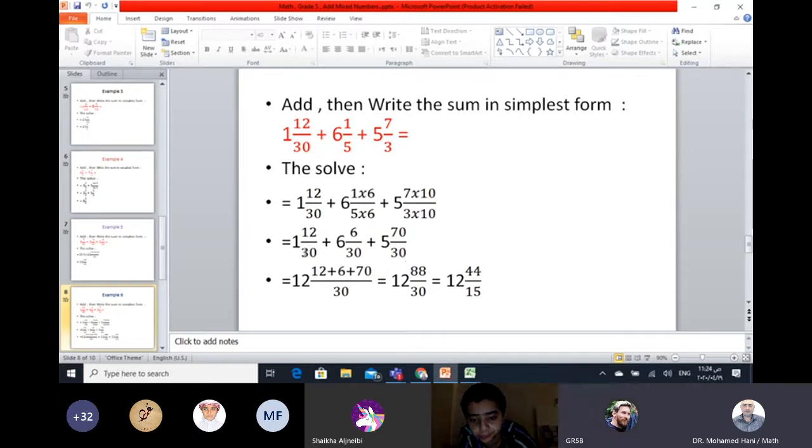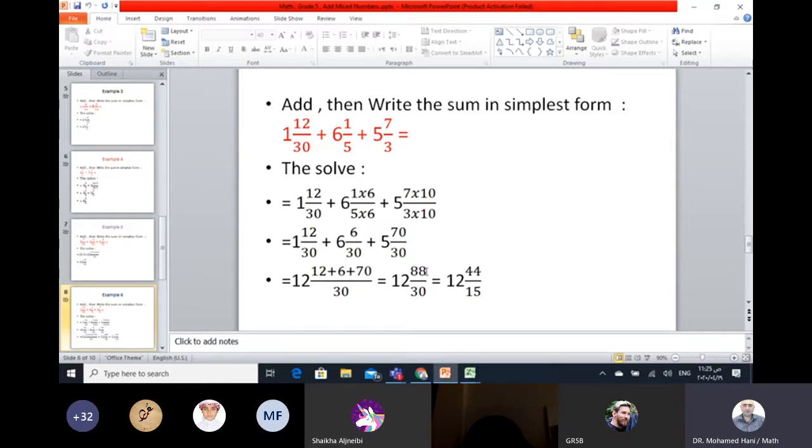Now as you see, we have the same denominators. So now I have like fractions. Now I can add directly. How? Add the whole numbers. 1 plus 6 will be 7, 7 plus 5 will be 12. Then here we have 12 plus 6 plus 70, which will be 88 over 30.